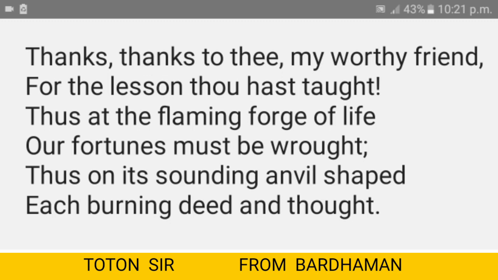The poet thanks the blacksmith for the lesson that he has taught to the poet, and then the poet taught to the readers. Longfellow tells that we should also learn the lesson of hard work from the village blacksmith, and never shy away from determination and labor, which will eventually build our fortunes. This world is just like the anvil on which we have to shape our deeds and thoughts to make ourselves a better person day by day.